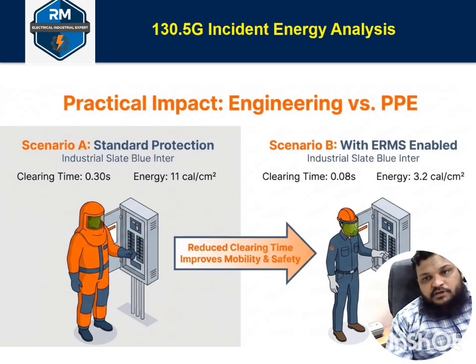Now the comparison between engineering control and PPE based on ISO 31000 and scenario standard protection: when there is a clearing time of 0.30 second, the incident energy is 11 calories per centimeter square. When we use the energy reduction maintenance switch, with a clearing time of 0.08 second, the incident energy is reduced to 3.2 calories per centimeter square. So reducing clearing time improves mobility and safety. And engineering control is the best solution because it eliminates or reduces the incident energy at the source.